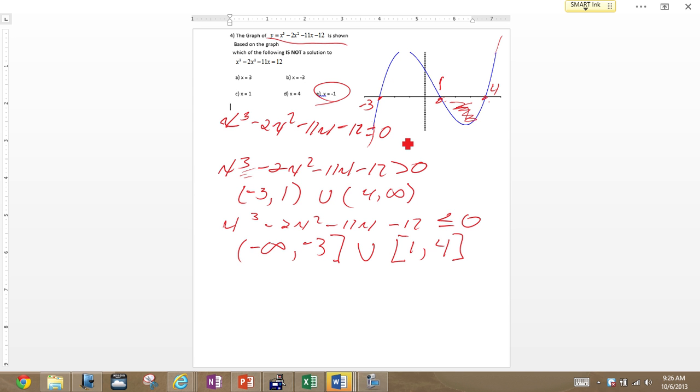So we'll look at how we can resolve some of these expressions when we don't have the graph of the function to help us, and that we'll do in the next video.